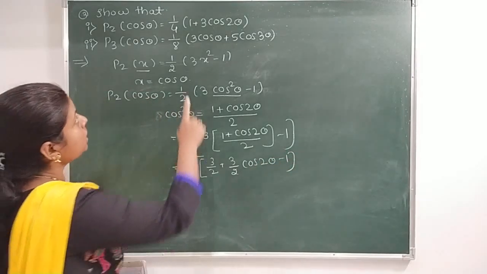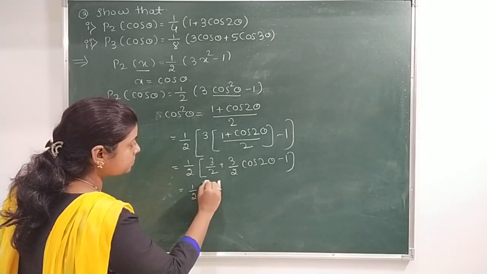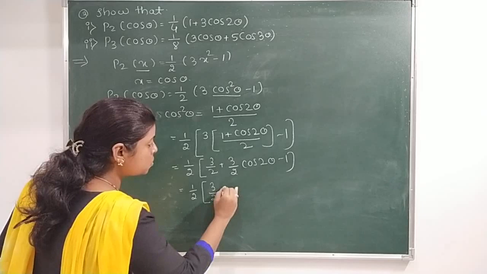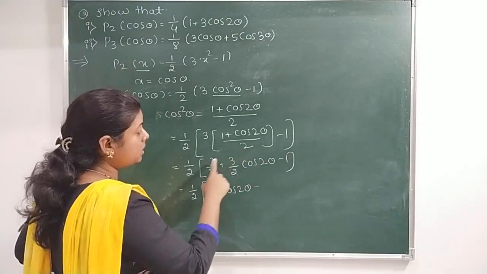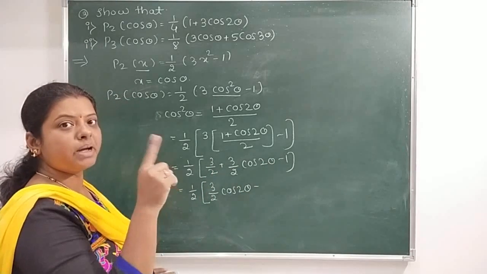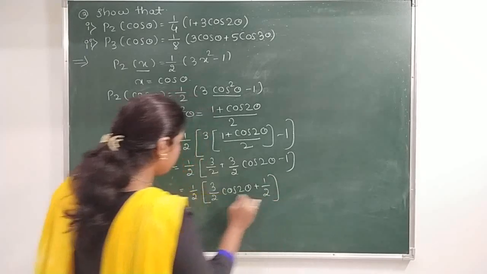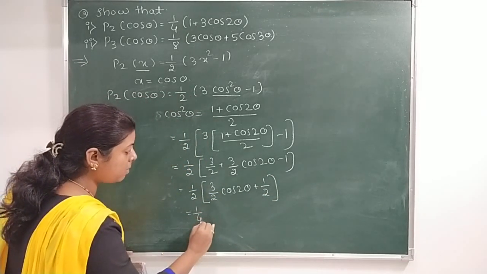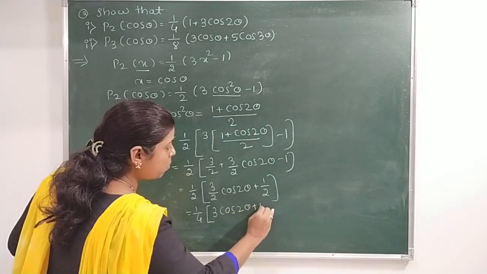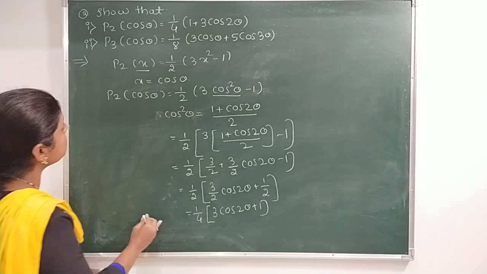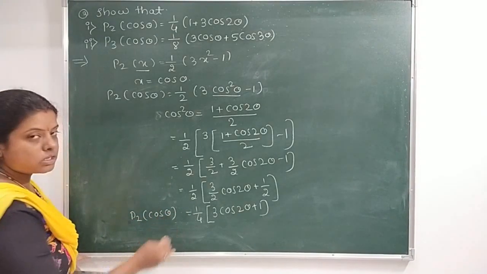Now we want it in terms of that. Divided by 2 means 1 by 2, 3 by 2 cos 2 theta you have to write as it is, and 3 by 2 minus 1. Taking the LCM of 2, 3 minus 2 becomes a 1. This becomes plus 1 by 2. Means 1 by 2 we have to take common. It becomes 1 by 4, 3 cos 2 theta plus 1. This is the first condition, where we replace x with cos theta.